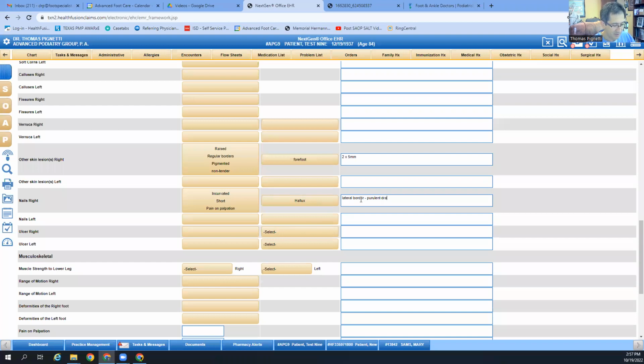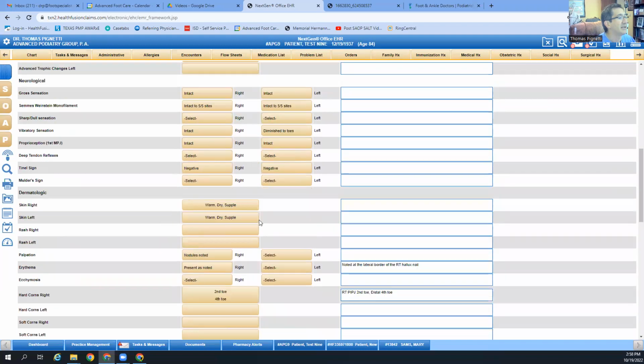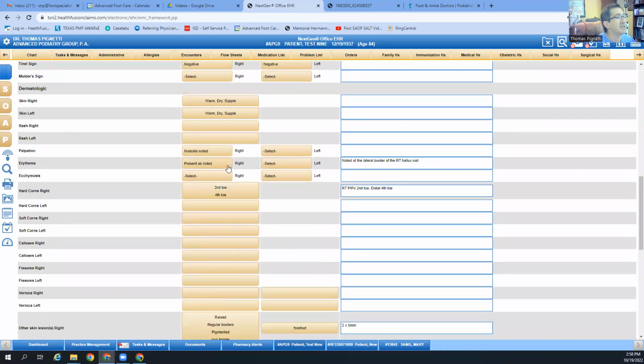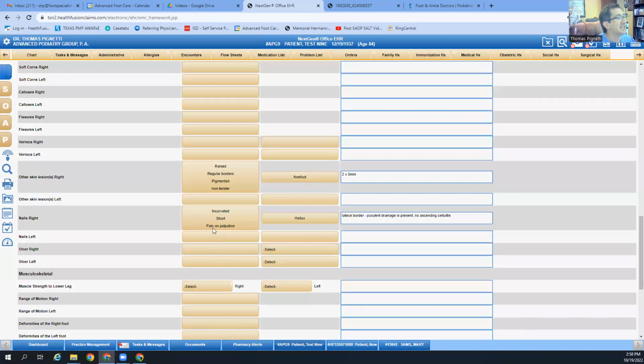And we can say that purulent drainage is present. We got pus. And no ascending cellulitis. That means they don't have red streaks going up past the toe. There may be local redness, which we have here, so erythema is present along the lateral border of the right hallux. Okay, so we've got that there, and we'll just say all the other toenails are normal.